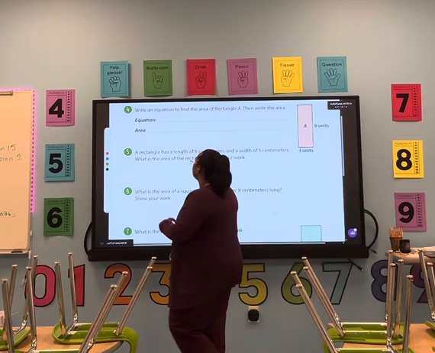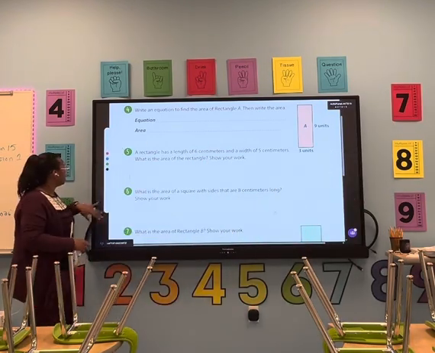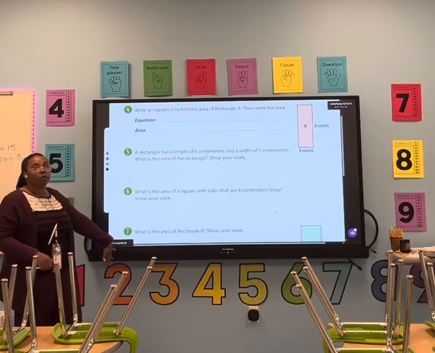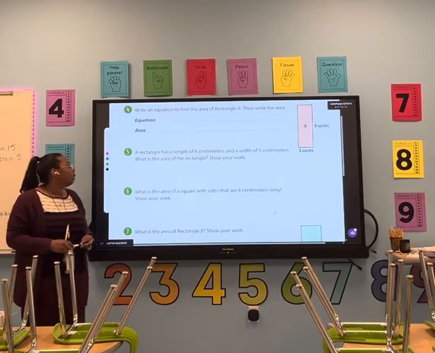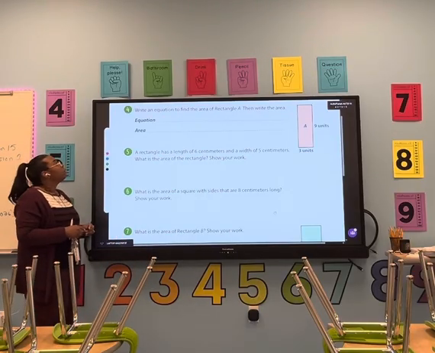Okay, so we're going to do numbers 4 through 5, and then Ms. Newman is going to erase and do the rest of the problems 7 through 9, because I have to move the board up. So let's look at number 4.